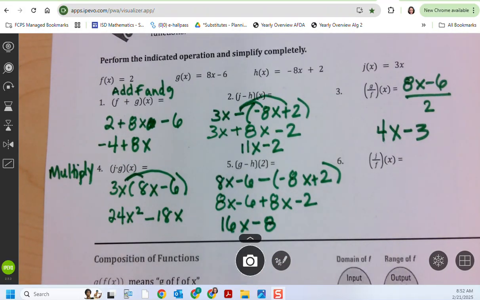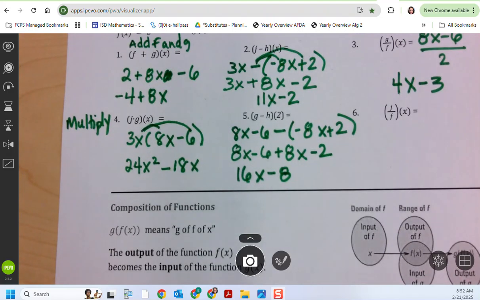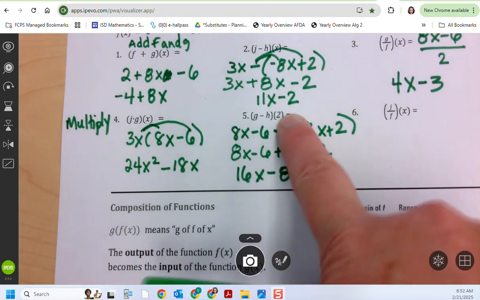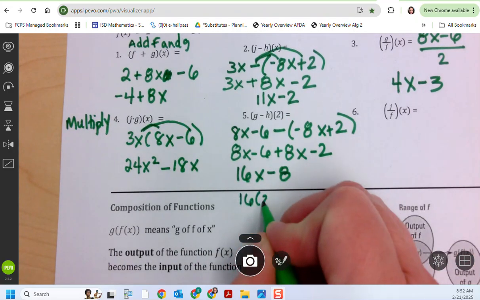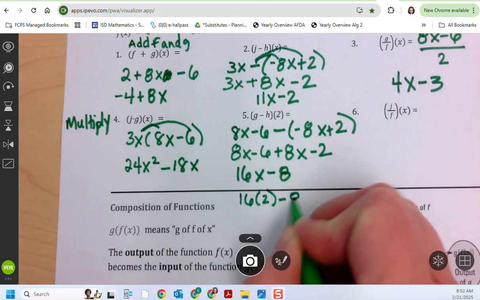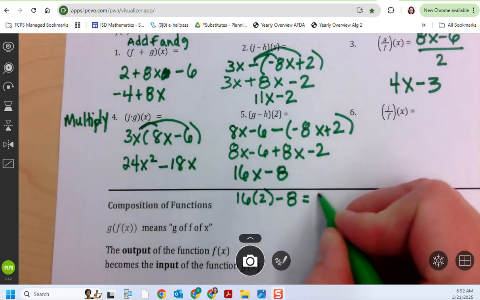So this time we said x is what number? 2, good. So we're going to substitute 2 for the x because of this 2 up here. So we'll do 16 times 2 minus 8. And we get 24.